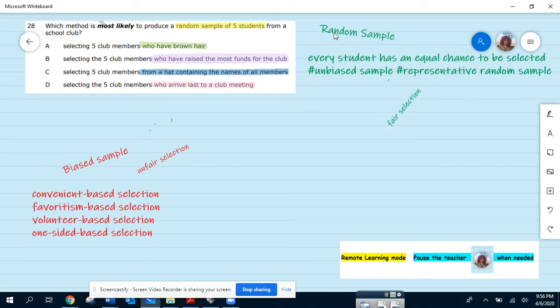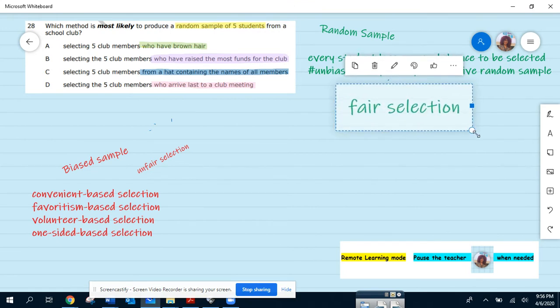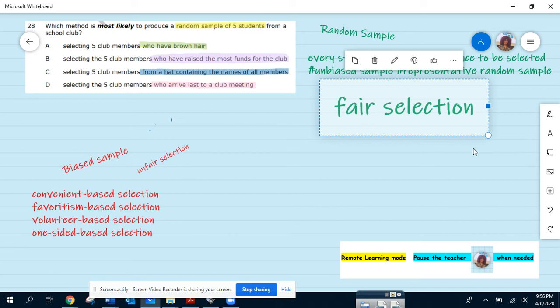So that's why, guys, I need to have a random sample that is representative for that group of students. What is a representative random sample, or a fair random sample? It is a sample in which every student has an equal chance to be selected. Every student should have the same chance. That's why it's called an unbiased sample. Shortly, a random sample means a fair selection of the students, because I want an accurate answer to my question.